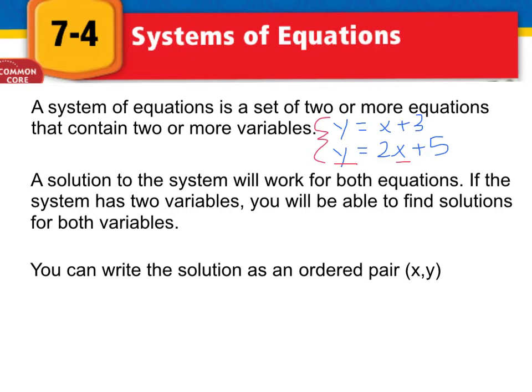A solution to the system will work for both equations. So if I find in this equation that y equals 1 and x equals 2, if I plug that into this equation up here, that same solution will work. And because our system will have two solutions, you can write the solution as an ordered pair, with your x and your y.